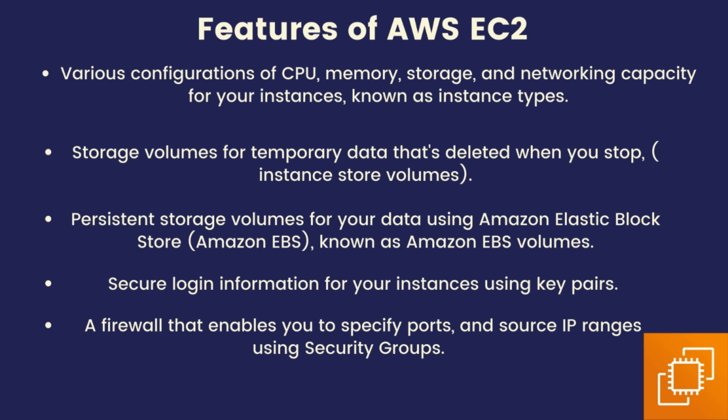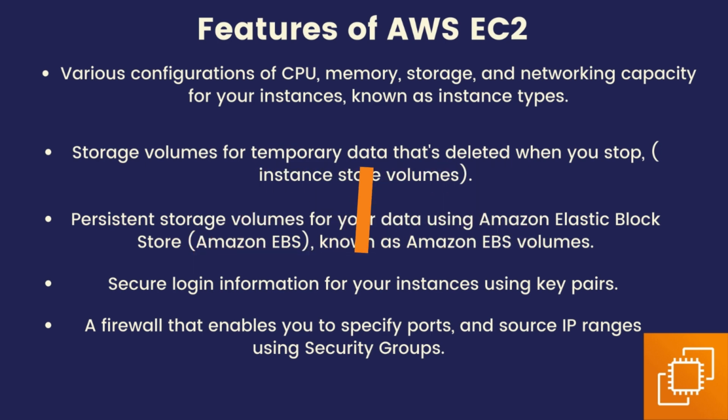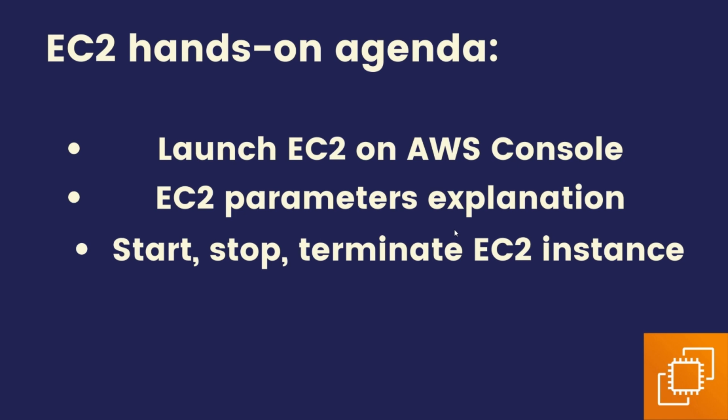Then there is something known as security groups, which is a firewall that enables you to specify the protocol, ports, and source IP ranges that can reach your instances. They act as a firewall basically for your instances. Security groups will act as a firewall, allowing us to control the traffic that is allowed to reach your EC2 instance. Now let's go ahead and launch an EC2 instance on AWS.